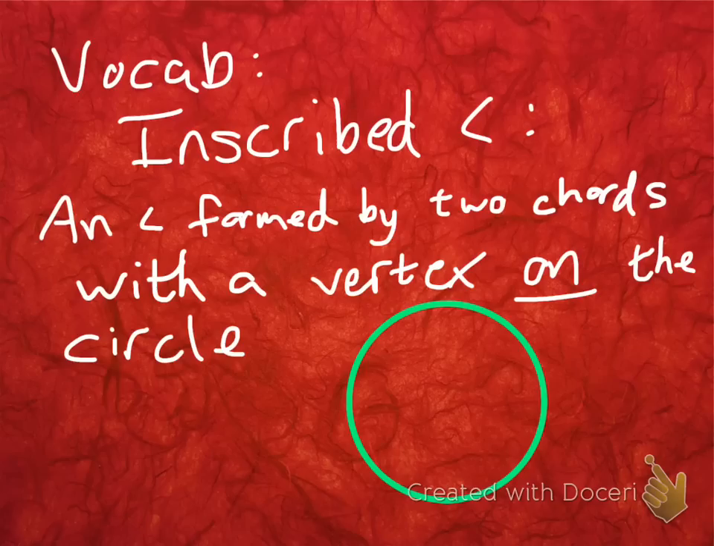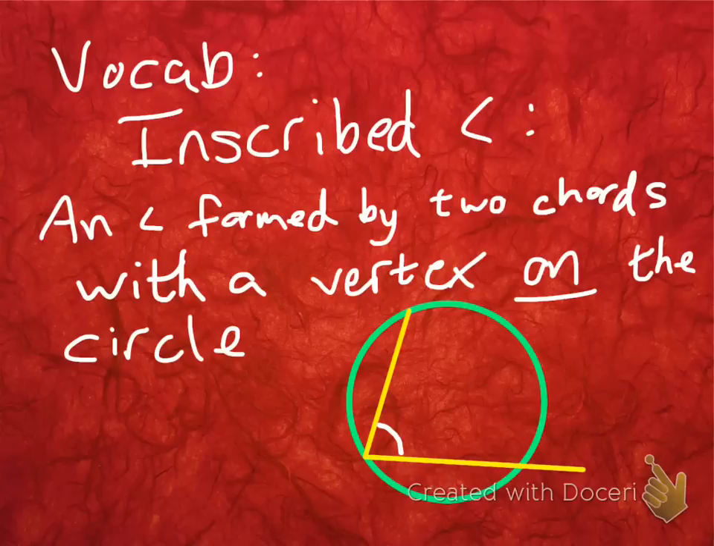So, let's look at a quick vocabulary word. Inscribed angle is an angle formed by two chords with a vertex on the circle. So you've seen this term inscribed before. We've said a circle is inscribed in a square, or a triangle is inscribed in a circle. But it just means the vertex itself is on the circle, and the lines go through the chord like so. So this angle here would be called the inscribed angle, right?